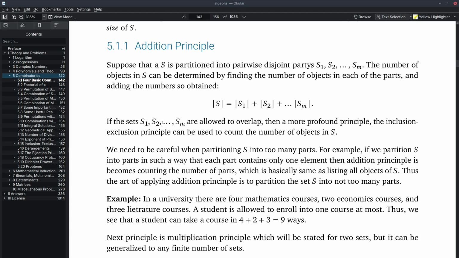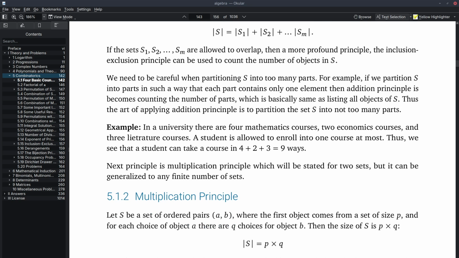If the sets S1, S2, Sm are allowed to overlap, then a more profound principle, the inclusion-exclusion principle, can be used to count the number of objects in S. We need to be careful when partitioning S into too many parts. For example, if you partition S into parts in such a way that each part contains only one element, then the addition principle becomes counting the number of parts, which is basically the same as listing all objects of S. Thus, the art of applying the addition principle is to partition the set into not too many parts.